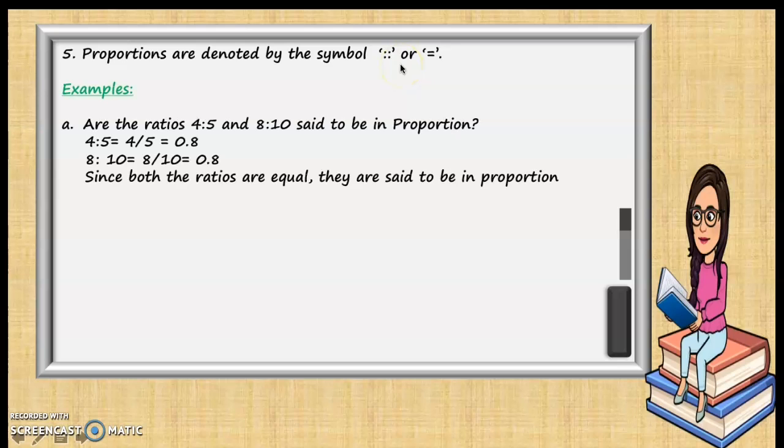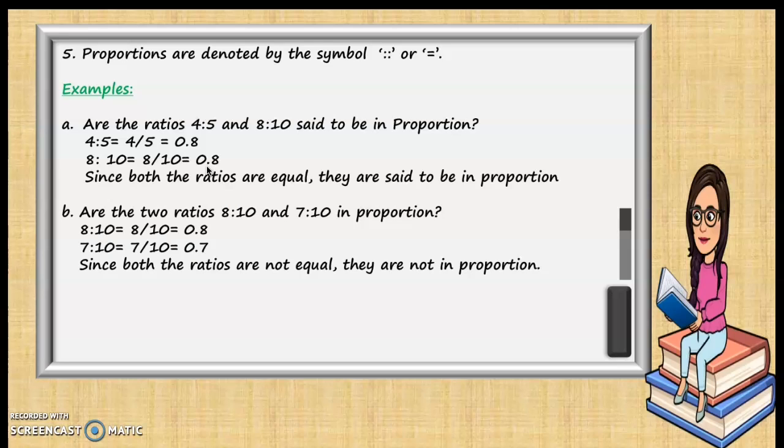Examples: are the ratios 4 is to 5 and 8 is to 10 said to be in proportion? So 4 is to 5 can always be written as 4 divided by 5. When you divide, you get 0.8. Similarly, 8 is to 10 can be written as 8 divided by 10 and it is again 0.8. Since both the ratios are equal, they are said to be in proportion. Let's look into another example.